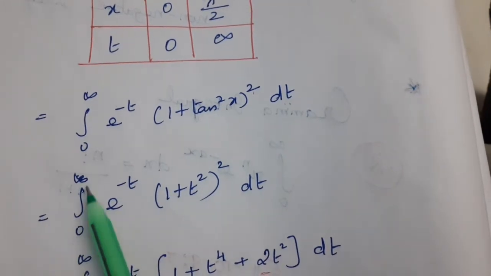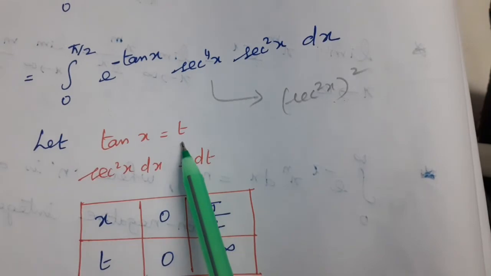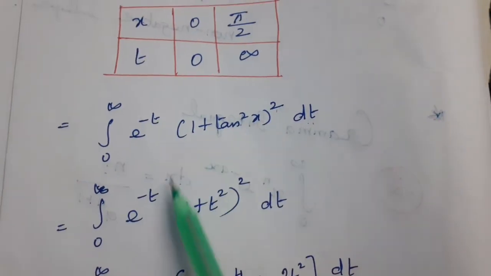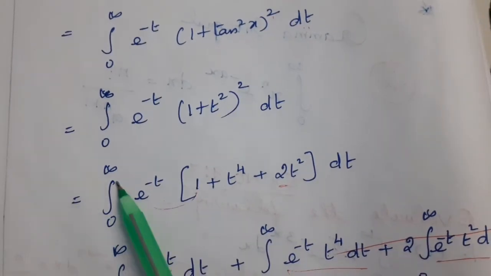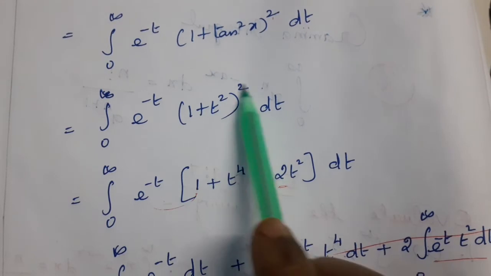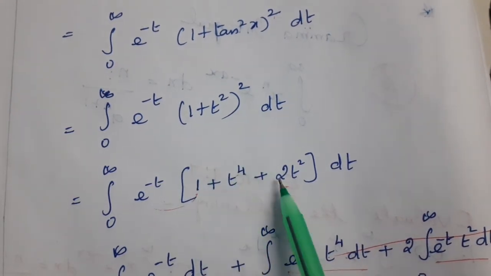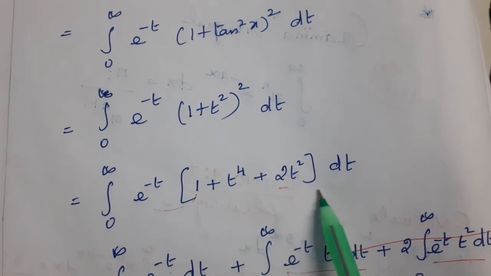Now the integral of 0 to infinity e power minus t, 1 plus, what is our tan x? Tan x is nothing but t. Therefore, 1 plus t square the whole square into dt. Now, the integral of 0 to infinity e power minus t, apply the a plus b whole square formula, a square plus b square plus 2ab: 1 plus t power 4 plus 2t square into dt.